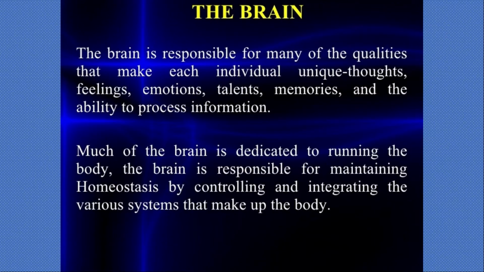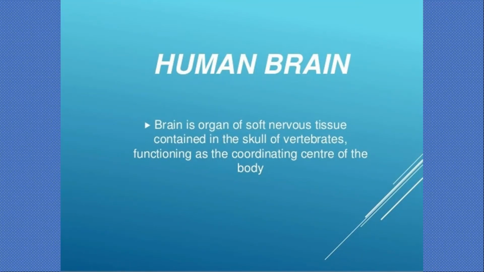Much of the brain is dedicated to running the body. The brain is responsible for maintaining homeostasis. Homeostasis is nothing but balancing, by controlling and integrating the various systems that make up the body. Human brain: the brain is an organ of soft nervous tissue contained in the skull of vertebrates, functioning as the coordinating center of the body.